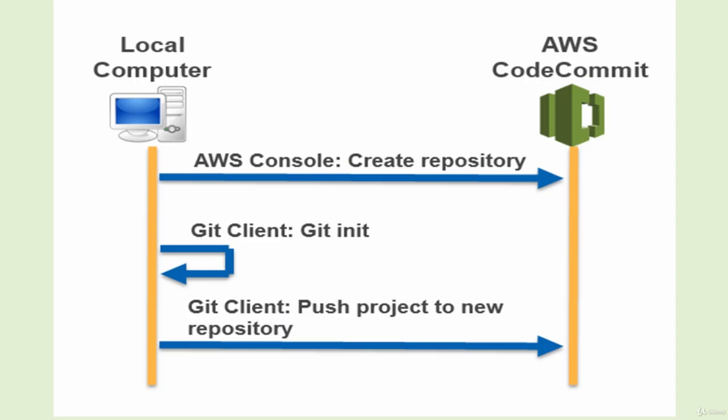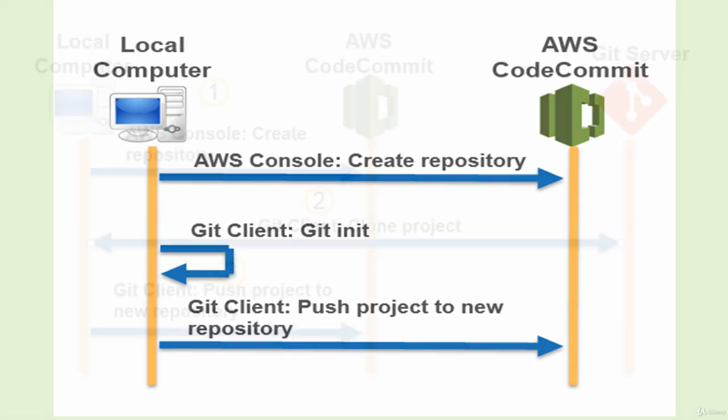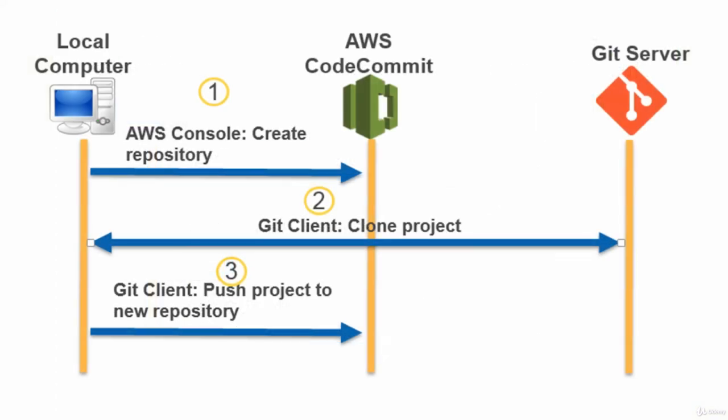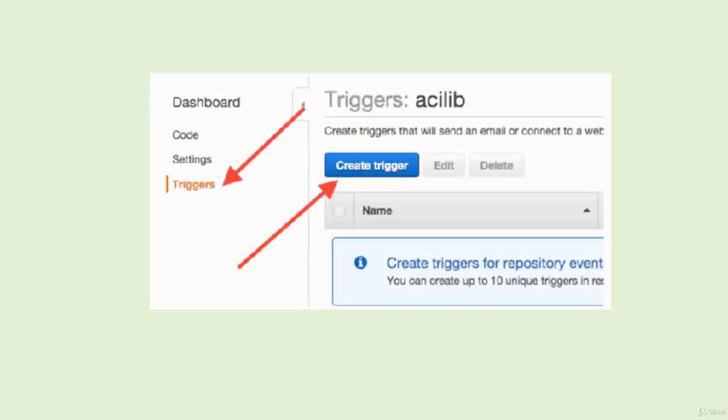Here we have a local computer and a CodeCommit instance. We log into the AWS console and create a repository. Then we can have a Git client, like git init, and we can push the project to the new repository from a local computer to the AWS CodeCommit instance. Similarly, if we have a Git server, we can clone projects to the Git client from our local system to the Git server. Then we have different triggers on our dashboard that we can create that could send an email or connect to a web server as a trigger.